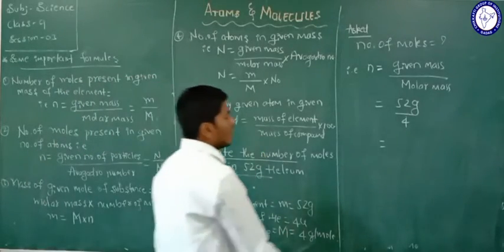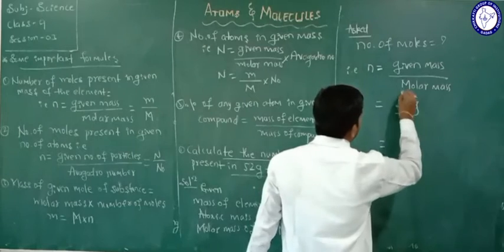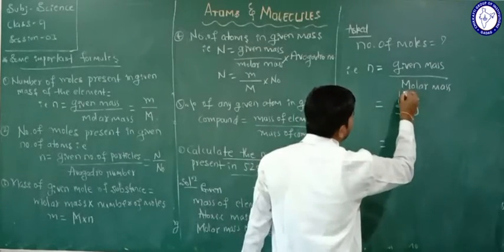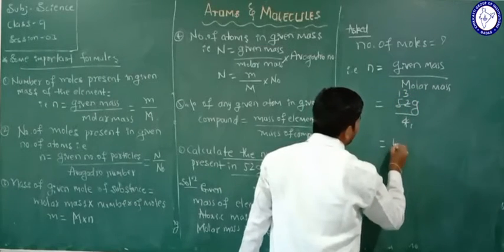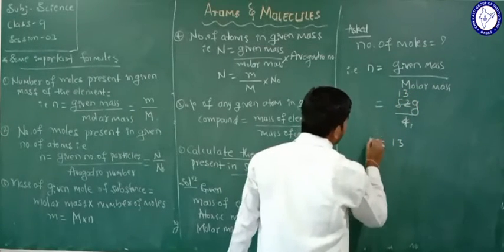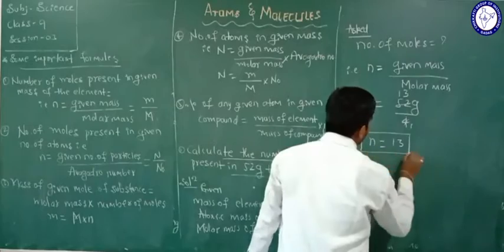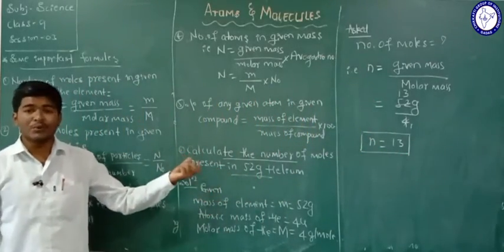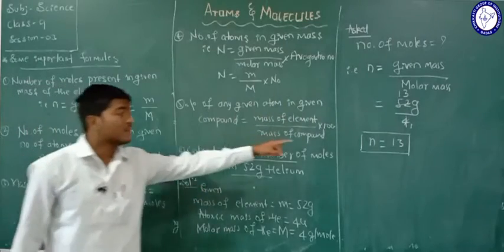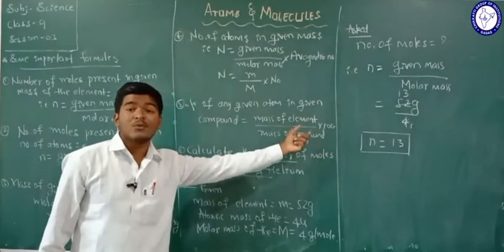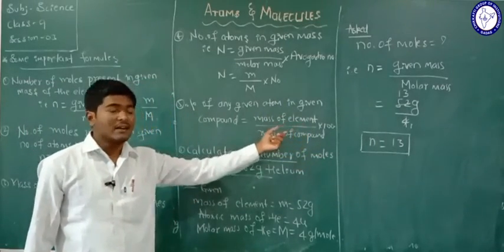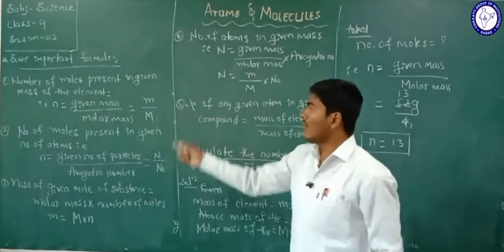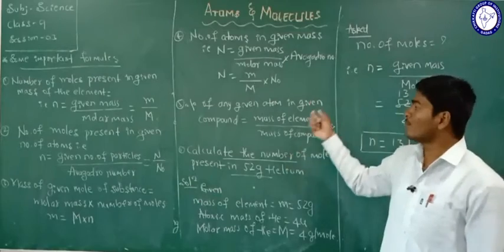So 4 ones are 4, remaining 12, 4 threes are 12, so N is equal to 13. Therefore, 52 grams of helium contains 13 moles of helium. Is it clear? By using all these formulas we can calculate the problems that come like this in this chapter.